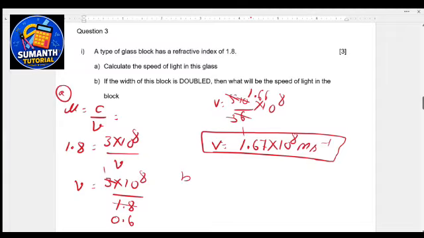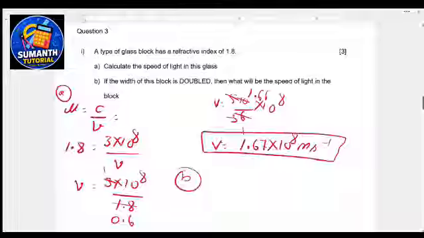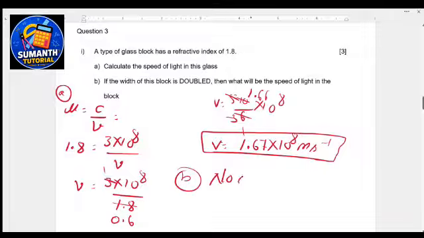Now let's go for question number B. What it says: if the width of this block which we are using is doubled, then what will be the speed of light in the block? No change. There is no change in the speed of light. As we know it very clearly, the speed of light does not depend on the thickness of the glass slab. Here there is no change. Clear? So if you solve this one, you will get 3 marks. I think this question is clear to you.